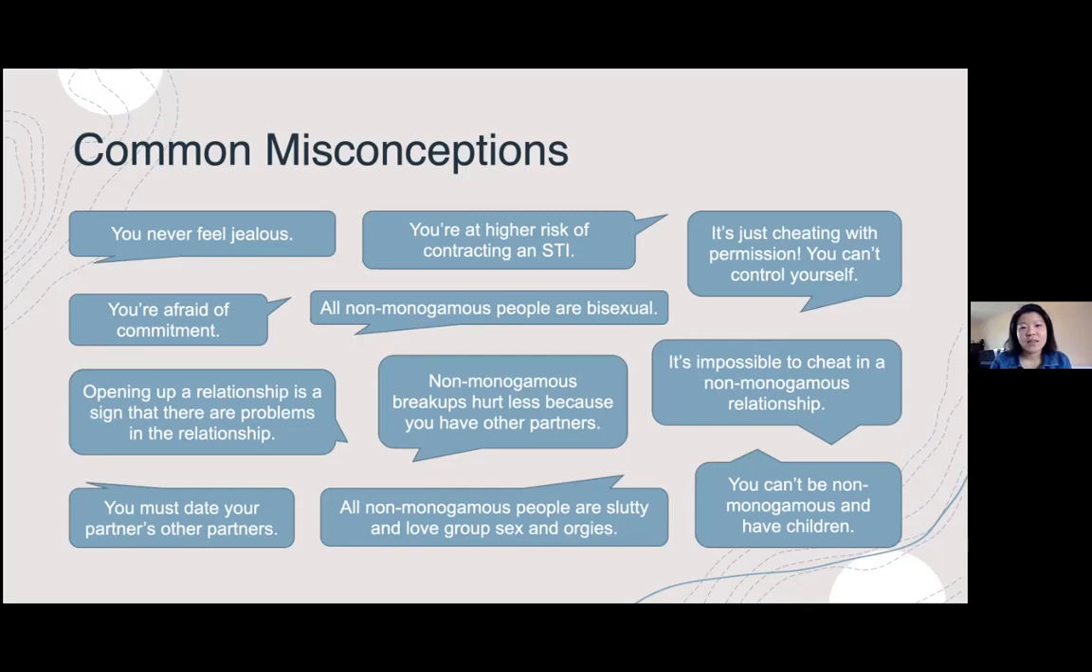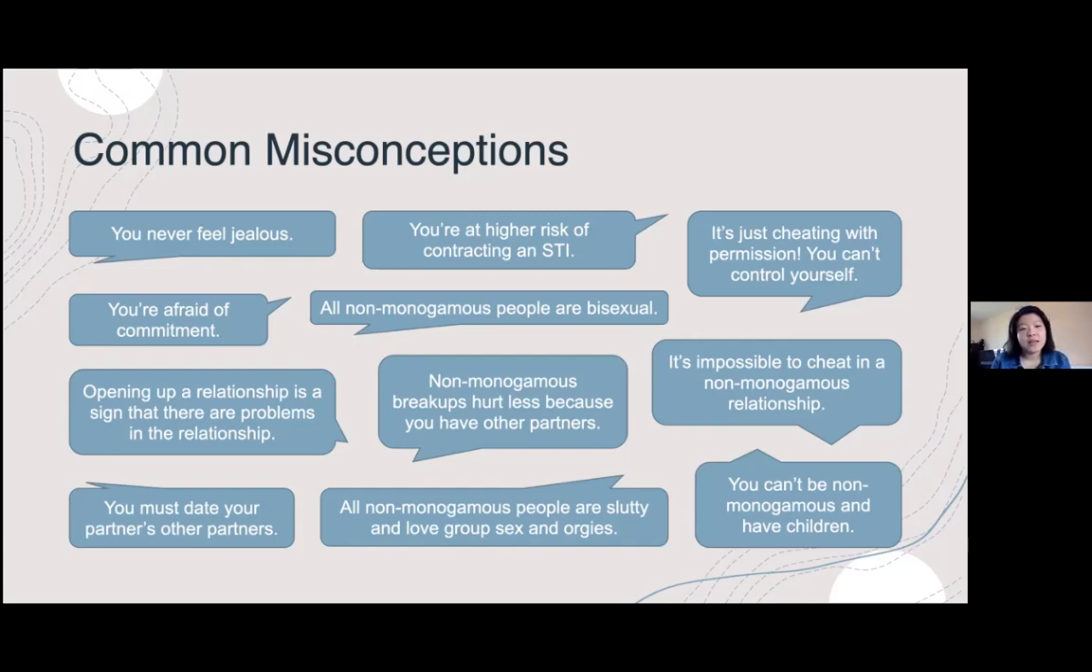Another one is that all non-monogamous people are bisexual. This is absolutely not true. Obviously, I have met a lot of bisexual people in the non-monogamous community. I myself am bisexual, but there are also monogamous bisexual people, and there are straight non-monogamous people. You can be any sexuality and be non-monogamous. There are even asexual people who are non-monogamous, although this is something that I'll cover in a later misconception, so I'll get to that. But yeah, you can be any sexuality, any gender identity, and practice non-monogamy.